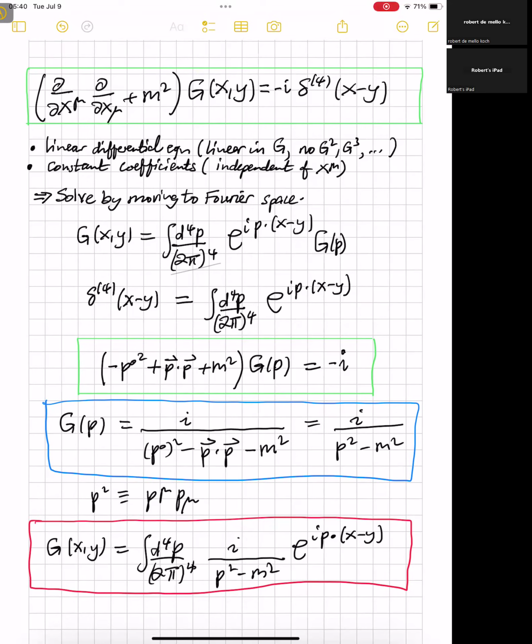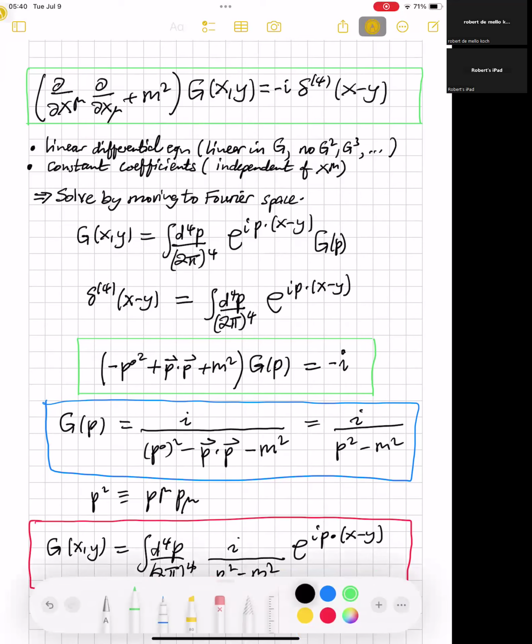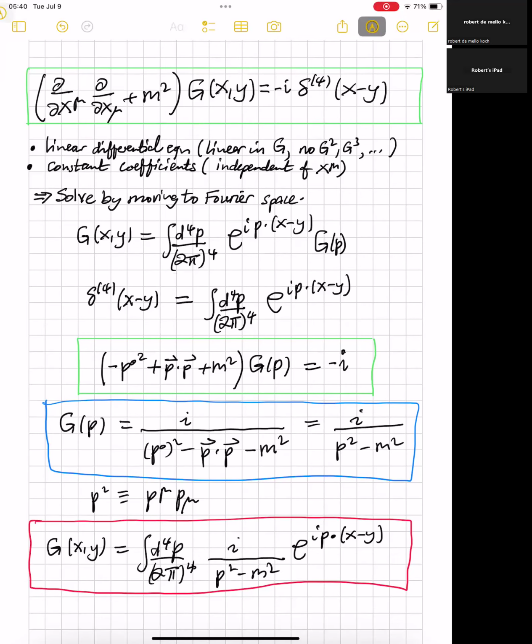This was an extremely easy equation to solve. There's the solution inside the blue box. And then we could plug it back into our integral representation, our Fourier transform, and get the red box at the bottom of the page, which is the solution to our differential equation. Now, there's a few things about the solution that should be puzzling. So let me point them out.